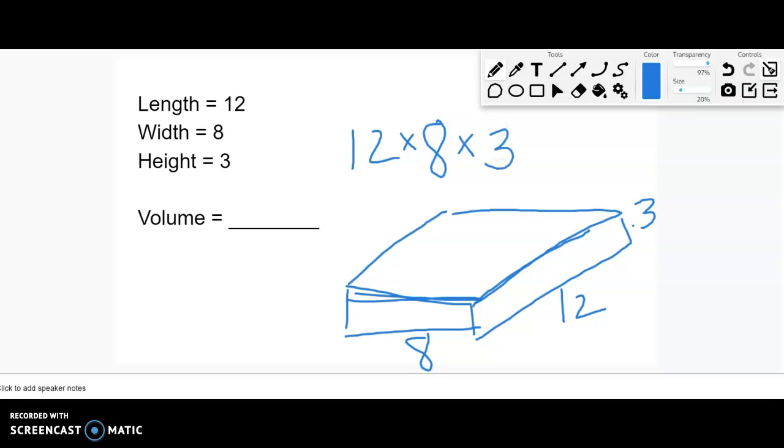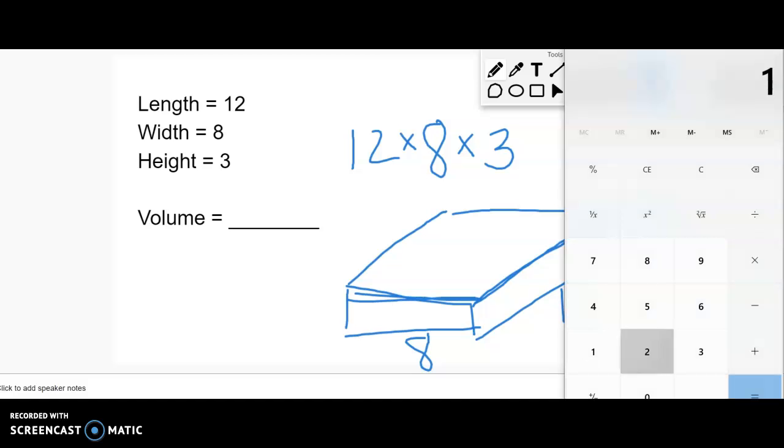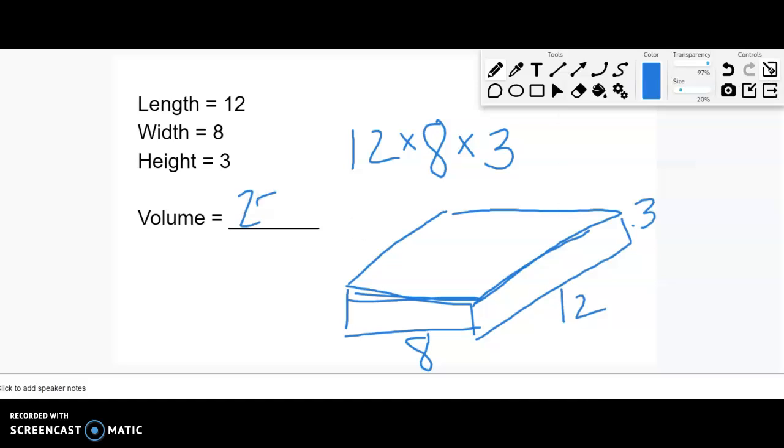12 times, let's pull up a calculator for this one. Times 8 times 3. 288. Again, just showing you, even I use a calculator sometimes, totally fine. I didn't give you units, so it'd be units cubed.